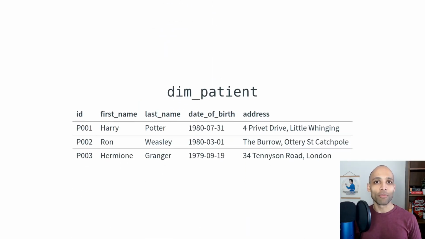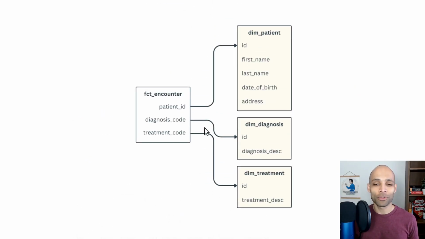Here are a few records from that patient dimension table. We can see finally that patient P001 is Mr. Potter, who lives at 4 Privet Drive. If we want to find out more about the diagnosis, we can join that same fact table to the diagnosis dimension table. But this time, the join would be on the fact table's diagnosis code to the dimension table's ID code. And there, in the dimension table for diagnosis, we can see descriptions of that diagnosis. This is what I mean by fact tables being joined to many dimension tables. The fact tables describe events, and the dimension tables describe the things involved in those events.